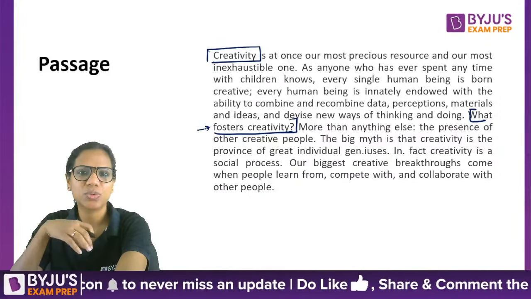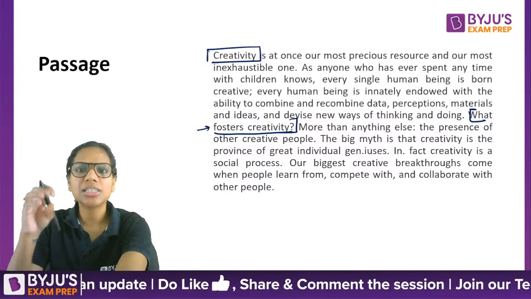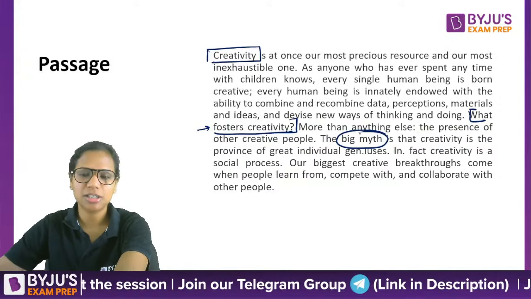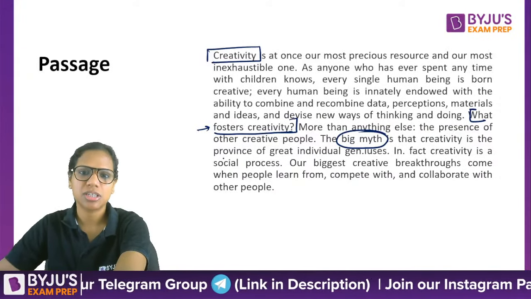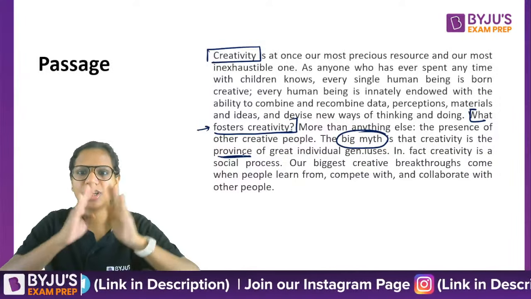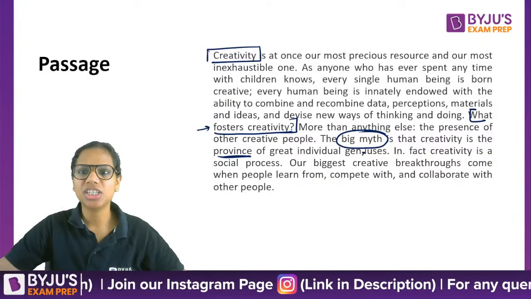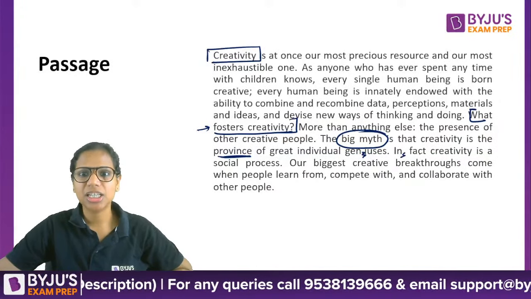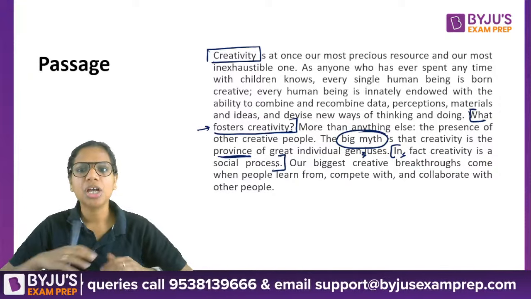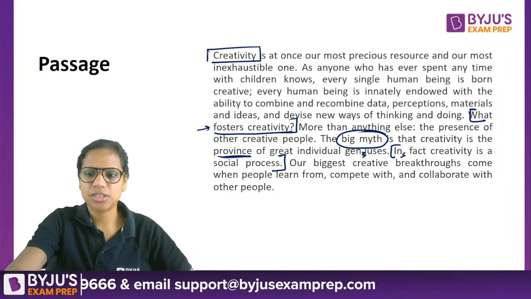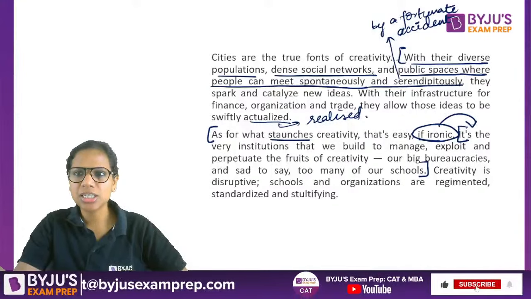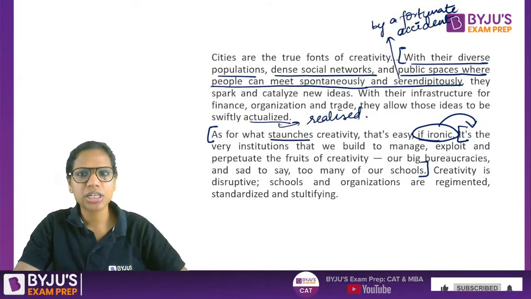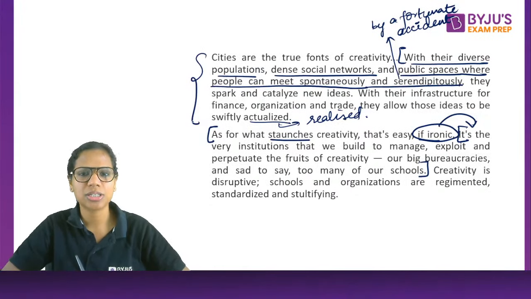What fosters creativity? The author says, more than anything else, the presence of other creative people. So the big myth the author is trying to bust here is that creativity is the province, the preserve, the confined area of great individual geniuses. In fact, creativity is a social process. So how is it a social process? The author says that in cities, when people meet each other, when they have dense social networks, that fosters creativity. So that shows how creativity is a social process.